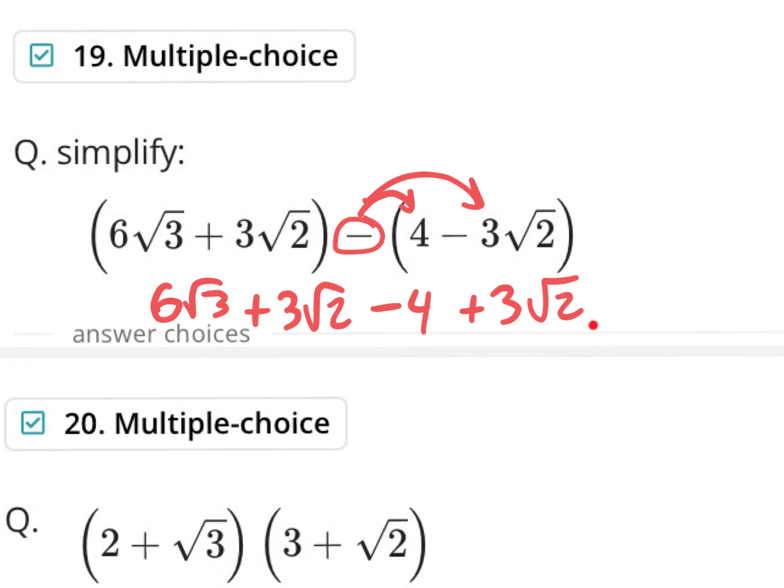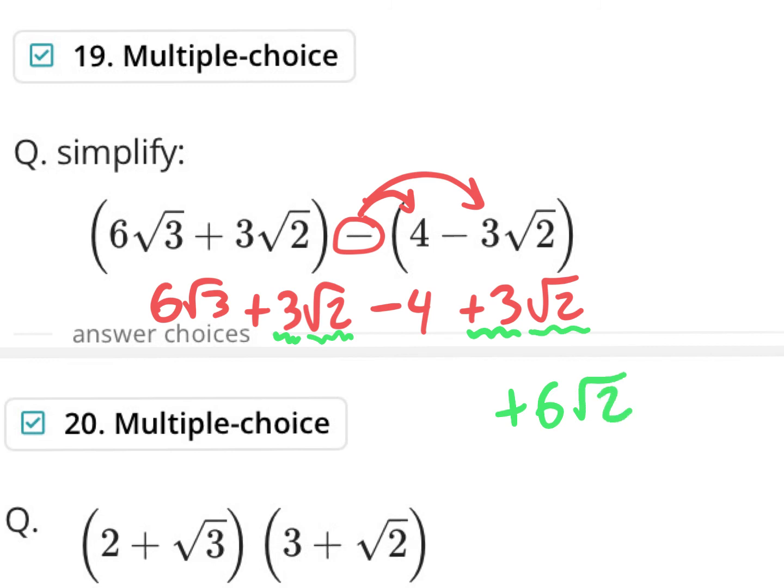So out of all of these 4 terms, are there any like terms that I could combine? I can't combine these guys because you have 6 of a certain thing plus 3 of something else. But I could combine this 3 square root of 2 with that 3 square root of 2. Right? So those 3 square roots of 2's could be combined. I have 3 of these specific square roots of 2's. I have 3 more of those same square roots of 2's. So I will have a total of 6 of those square roots of 2's.